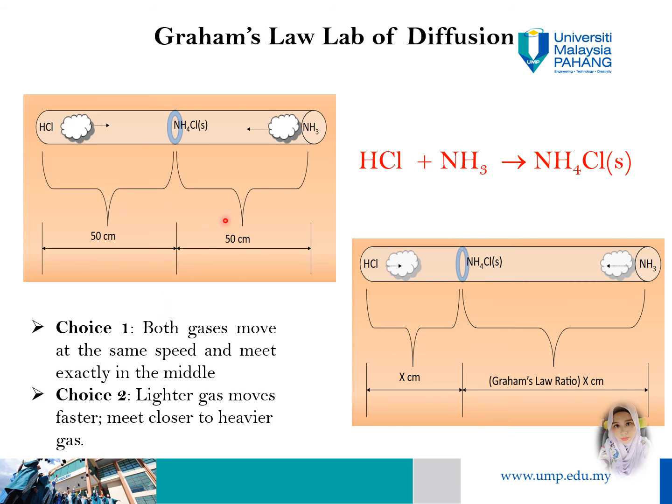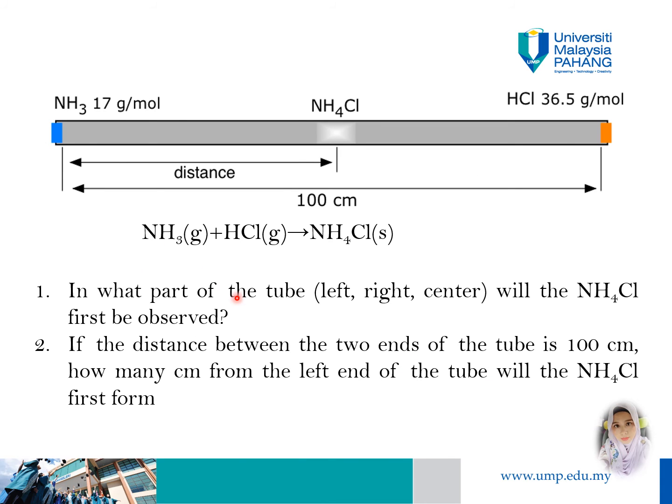For figure 1, both gases move at the same speed and meet exactly in the middle, while for choice 2, the lighter gas will move faster and meet closer to the heavier gas, since ammonia is lighter compared to hydrochloric acid. In what part of the tube will the ammonium chloride first be observed? The answer is that the ammonium chloride is first observed at the right, which is near the hydrogen chloride bottle.